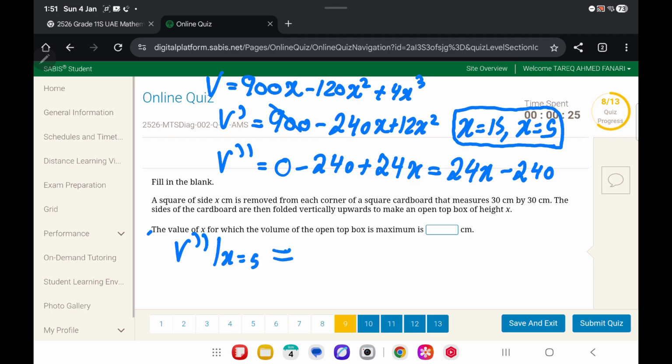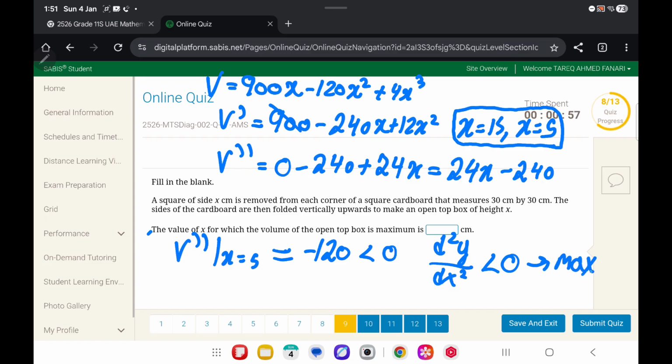24 times 5 minus 240. Negative 120. Now, negative 120 is less than 0, right? This is good because that means maximum. Okay, when v prime prime, or d squared y by dx squared, which is the notation for the second derivative, is less than 0, this means maximum.